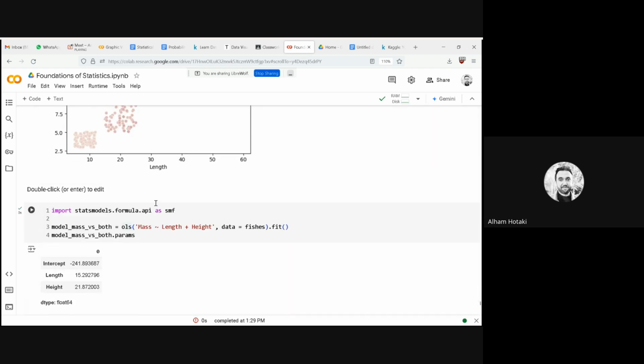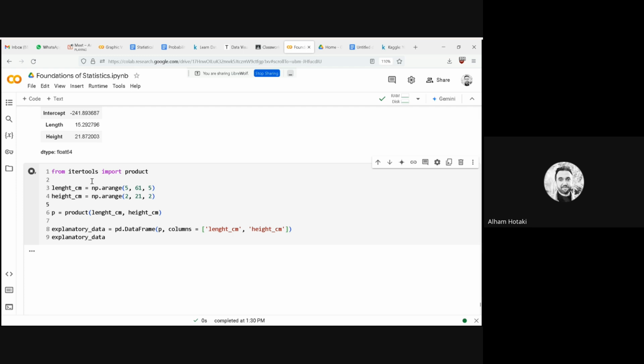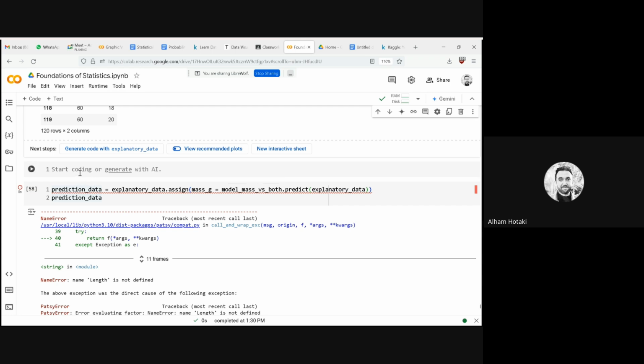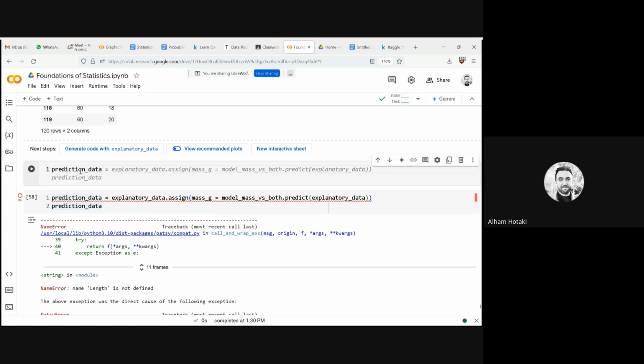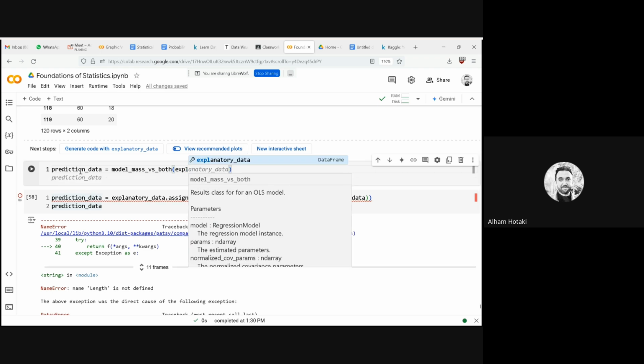We ran this model, and this model worked properly. Is it working? It is working actually. That's good. Now, instead of this, let's do something else. Prediction data will be the model mass versus both of the explanatory data.